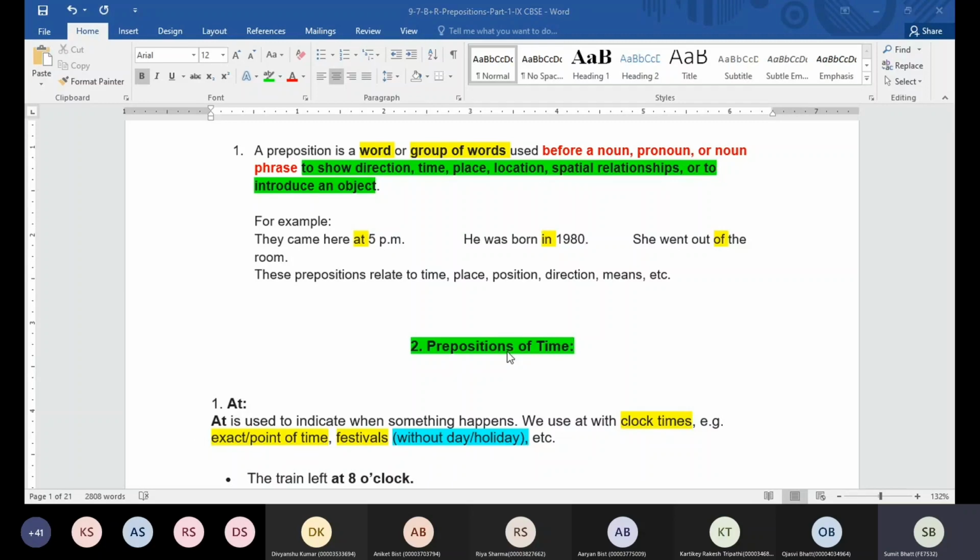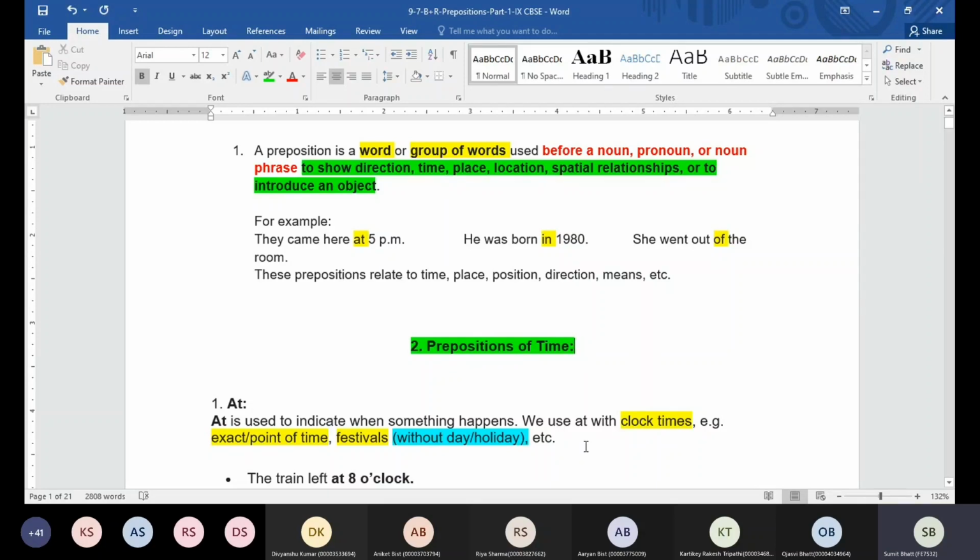What's the time by your watch, everyone? 4 p.m. Okay, so 4, 4:05 we can say. So that is the timing. That means we are talking about what time? Clock time. Okay, this is known as clock time. Clock time means we are talking about the exact time, or we are referring to a point.